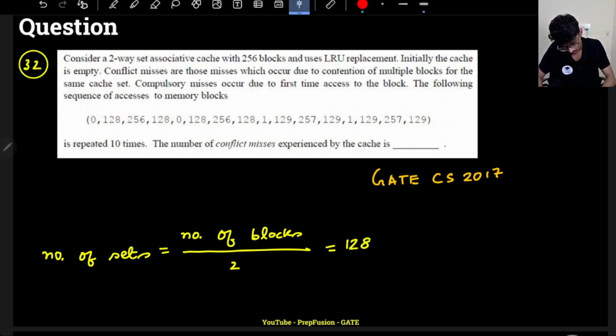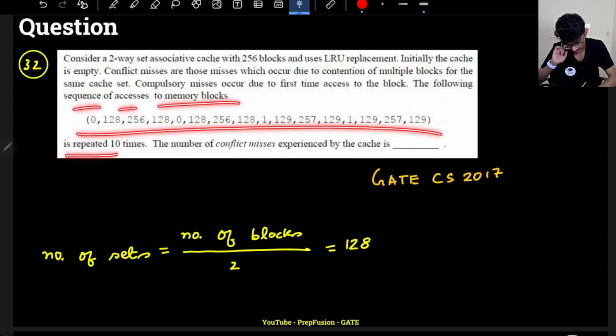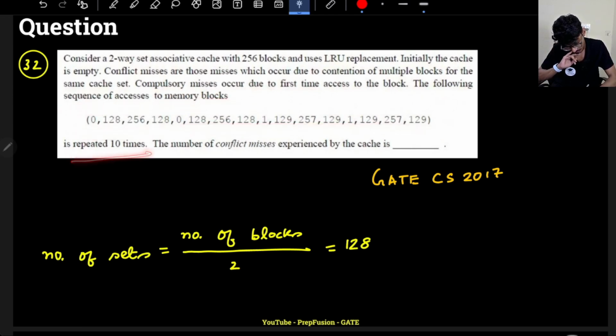Okay, got it. And each set has 2 blocks in it, and we follow the LRU replacement. Initially the cache is empty. Conflict misses are those misses which occur due to contention of multiple blocks for the same cache set. So they have also defined what is a conflict miss. Compulsory misses occur due to the first time access of the block. The following sequence of accesses to the memory blocks is repeated 10 times. The number of conflict misses experienced by the cache will be put.